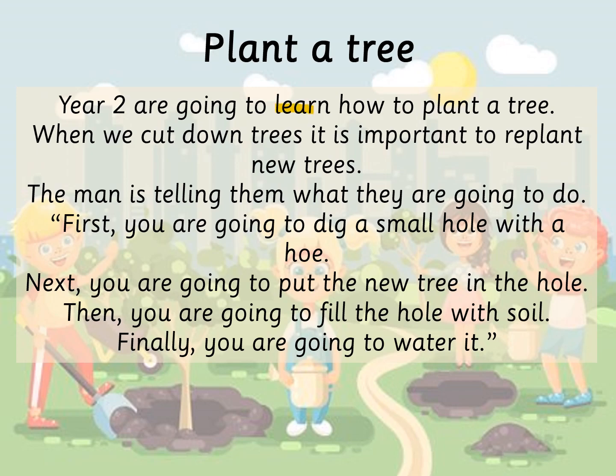They are going to learn how to plant a tree. Now, what is the man telling them to do? What is the first thing? The first thing, they need to dig a small hole with a hoe. This is a hole. After that, they're going to put the new tree in the hole. And then they're going to fill the hole with soil. And finally, they are going to water it.